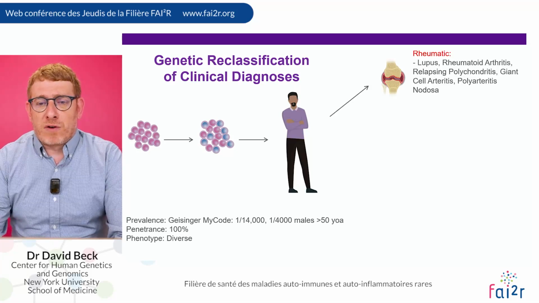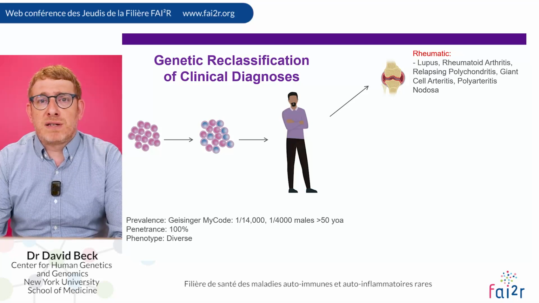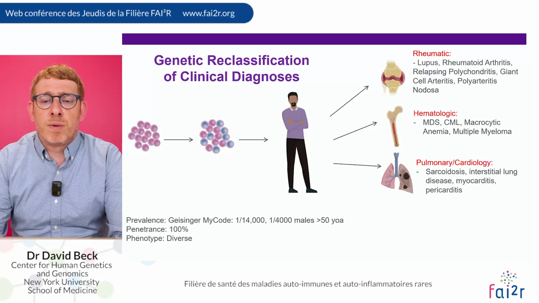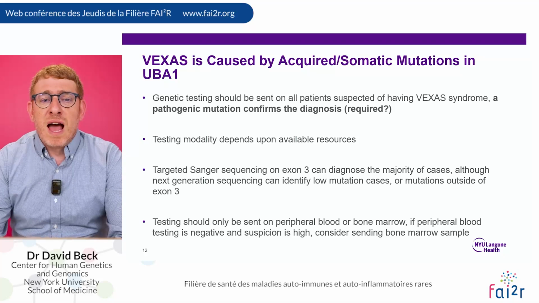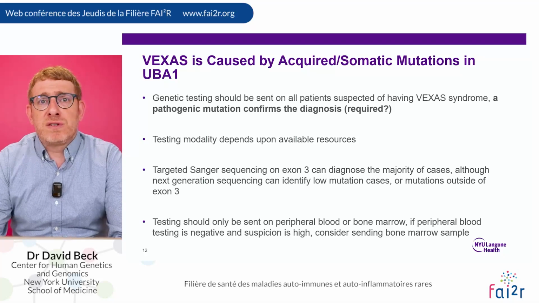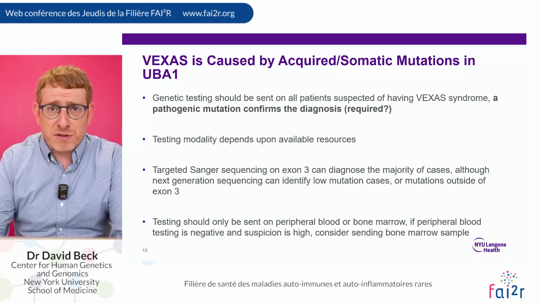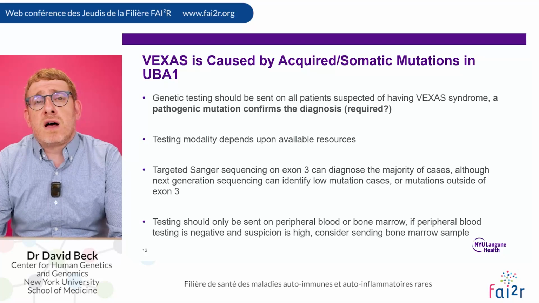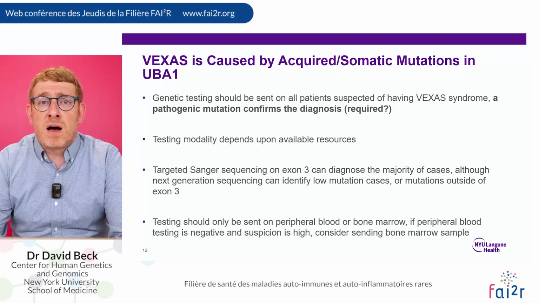And the phenotype can be quite diverse, and now I'm just highlighting the different clinical manifestations that have been associated with UBA1 mutations in VEXAS. So rheumatic conditions, hematologic conditions, pulmonary and cardiac, and then dermatologic. And so how do we make the diagnosis? So first we have to suspect that a patient has this diagnosis. So I've gone through some of the key features of the disease in terms of clinical manifestations. Another key feature is refractory inflammation requiring higher dose steroids and failure to respond to first-line therapies.